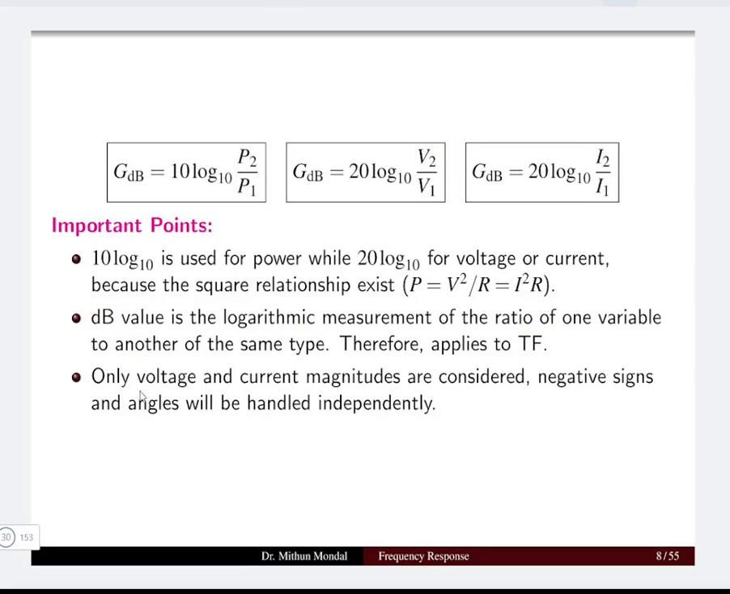Third, only voltage and current magnitudes are considered here. When we talk about these expressions, we have taken the magnitude only. The negative sign that is involved and the angle that is involved will be handled independently. So that has nothing to do with the magnitude values. So these are basically the magnitude values that we have considered.